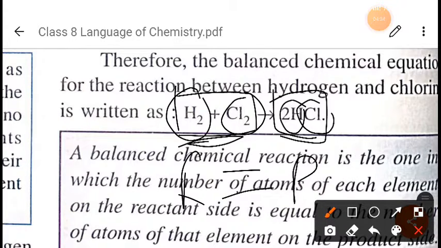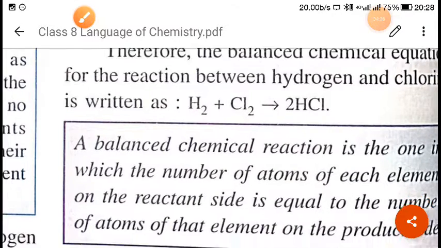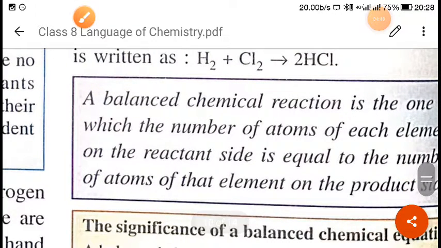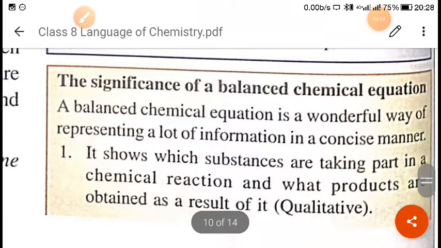Reactant is equal to product. So what is a balanced chemical equation? It is a chemical reaction in which the number of reactants is equal to the number of products. Okay, now what is the significance of balanced chemical equations?